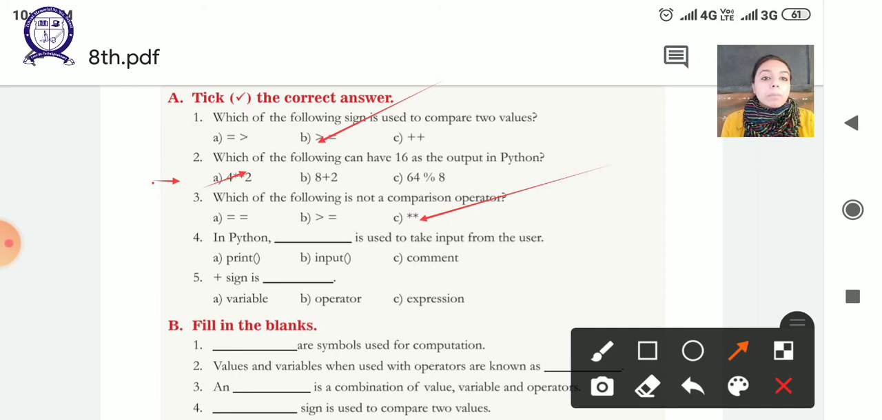Fourth question is, in Python dash is used to take input from the user. This we have learned just now, that input function is used to take input from the user. This is the one. And plus sign is dash, variable, operator or expression. It is an operator, right?